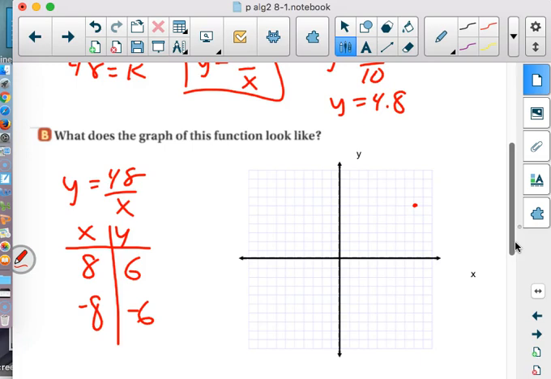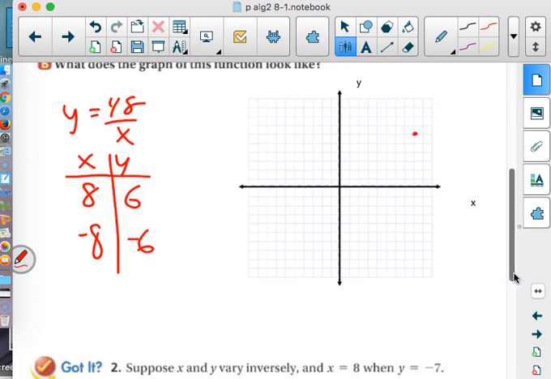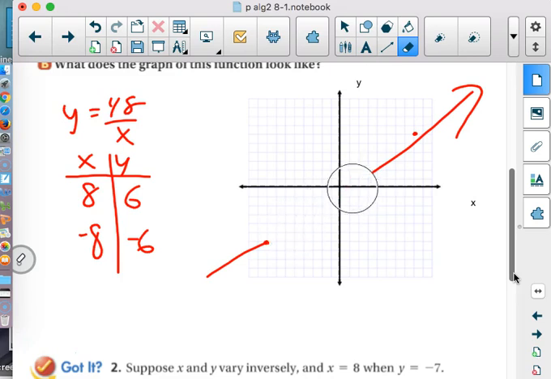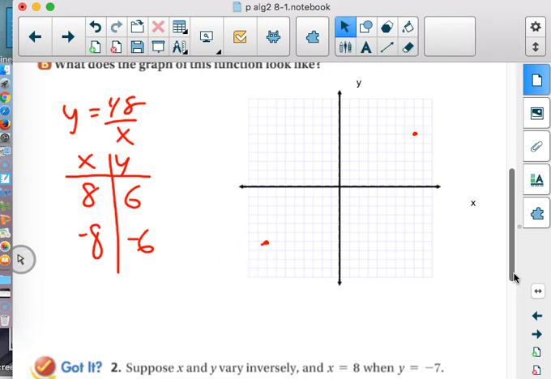Whoops. And -8, -6. Oh, wait a minute. That can't work. Because there's a number we can't put in there. Well, then that can't work. That must mean it's not a line. Well, we've never done this before. We better take a peek at it.